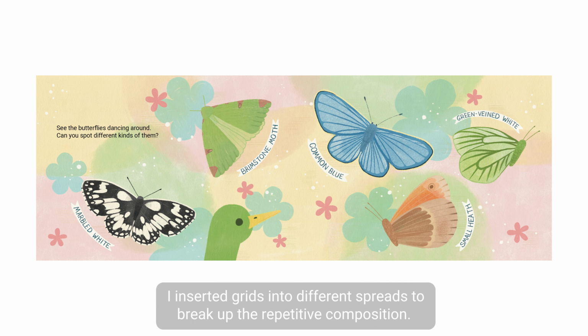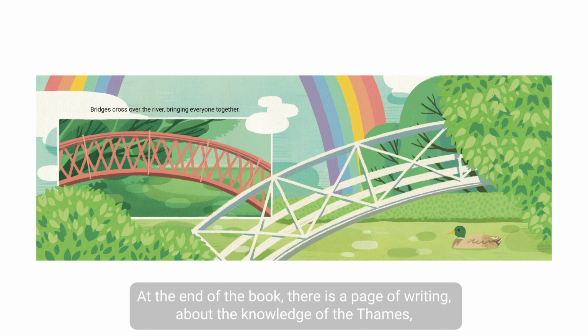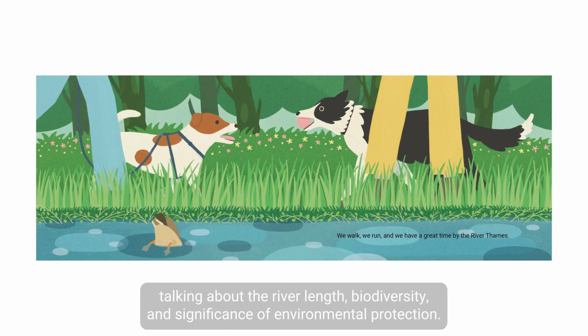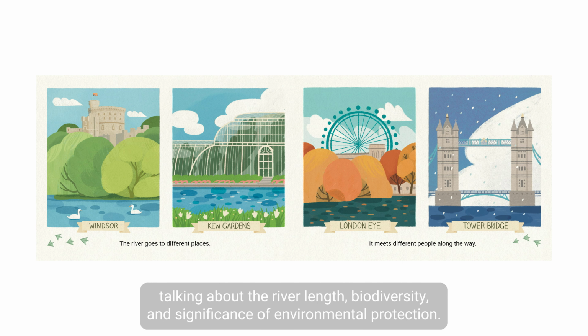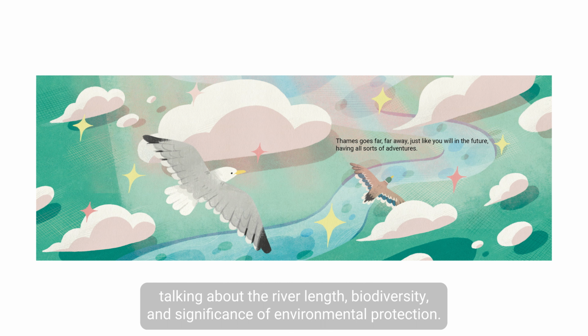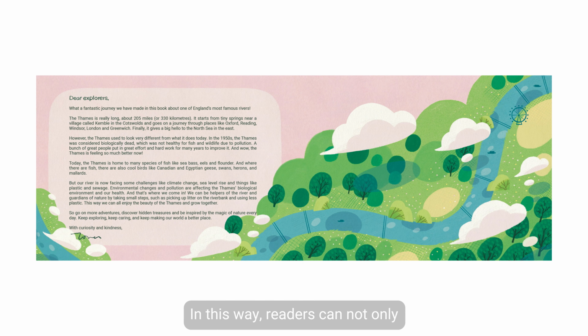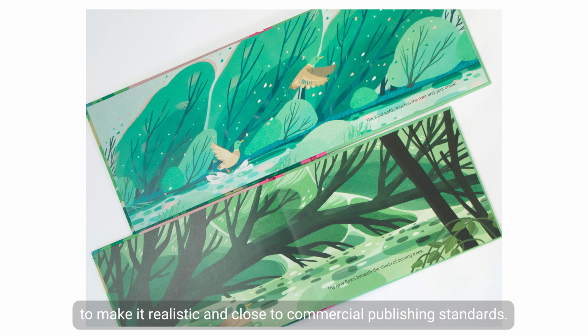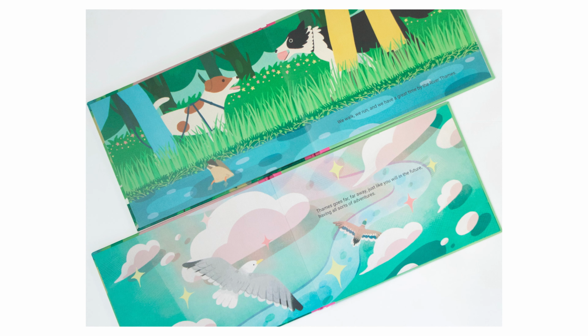At the end of the book, there's a page of writing about the knowledge of the Thames, talking about the river length, biodiversity, and the significance of environmental protection. In this way, readers can not only look through the colorful illustrations, but also learn from the book. After finishing all the illustrations and the design of the text, I decided to print the book with a hardcover to make it realistic and close to commercial publishing standards.